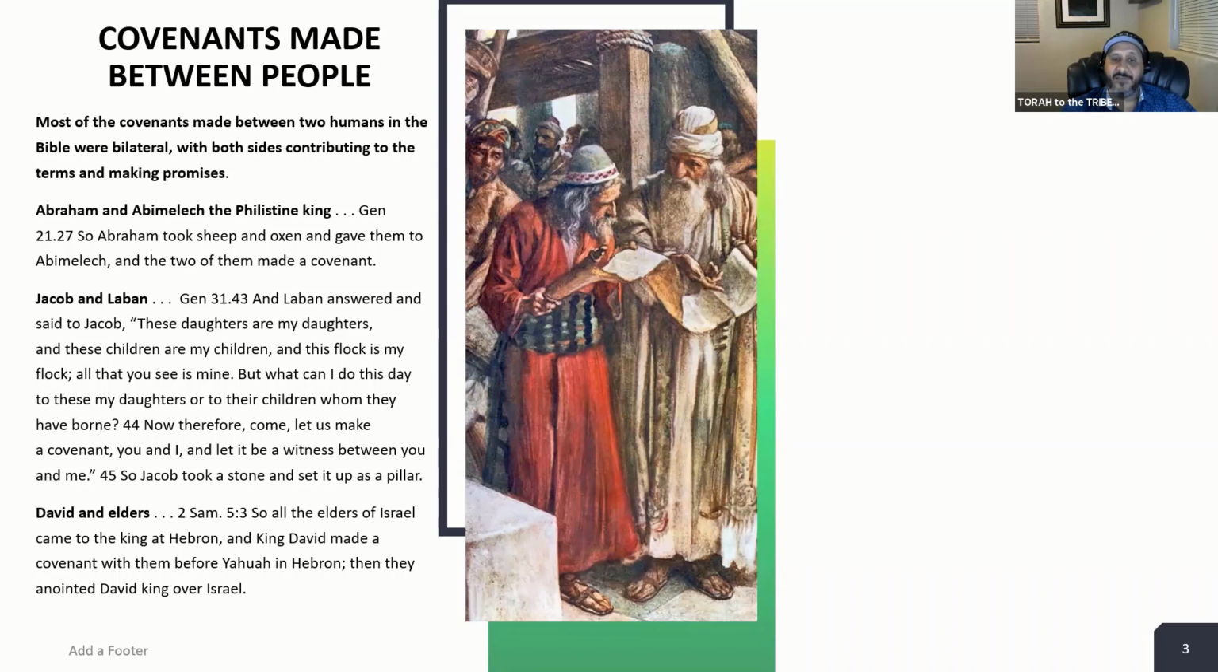So we have the last covenant I want to cover between people: David and the elders in 2 Samuel 5:3. The elders of Israel came to the king at Hebron, and King David made a covenant with them before Yahuwah in Hebron. Then they anointed the king over Israel.